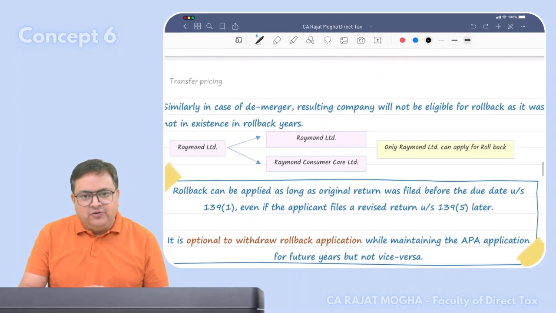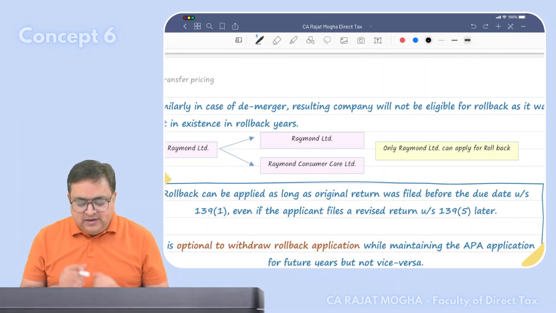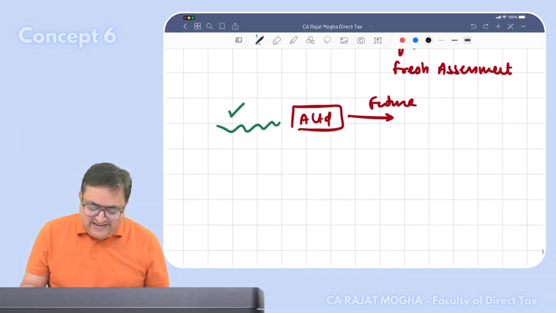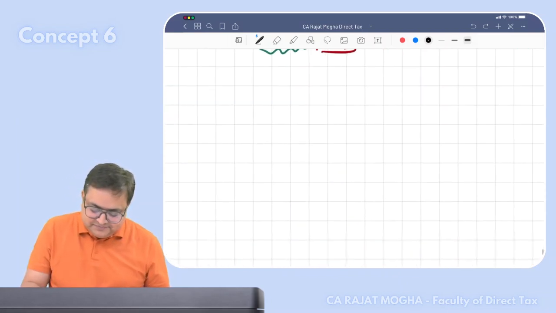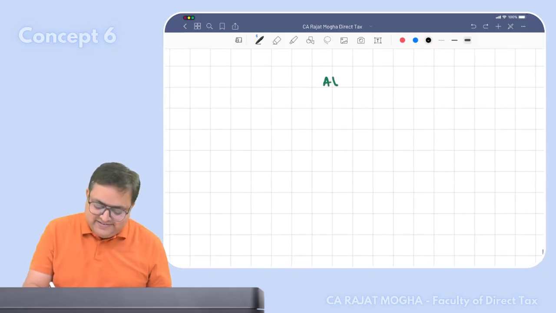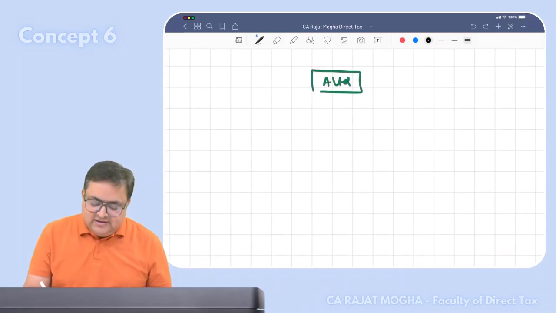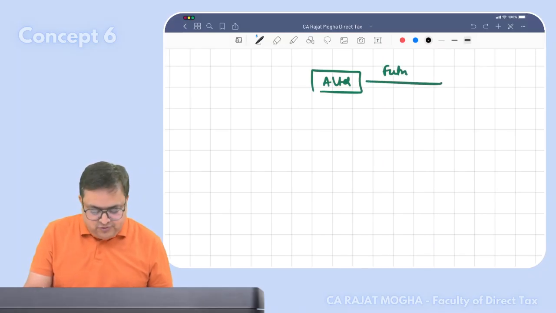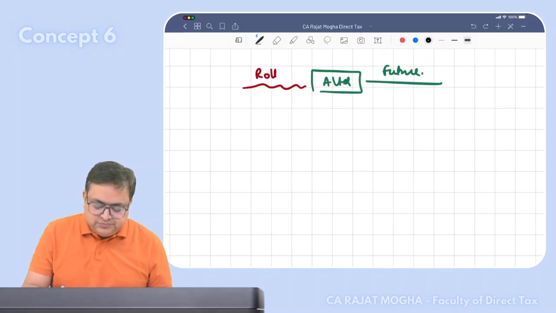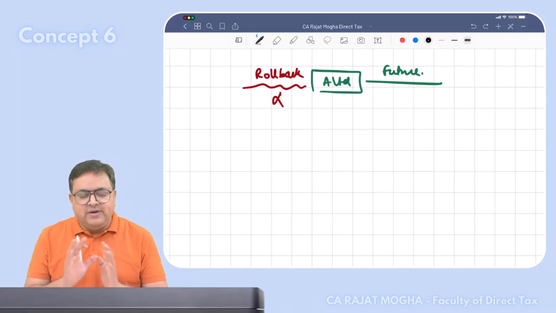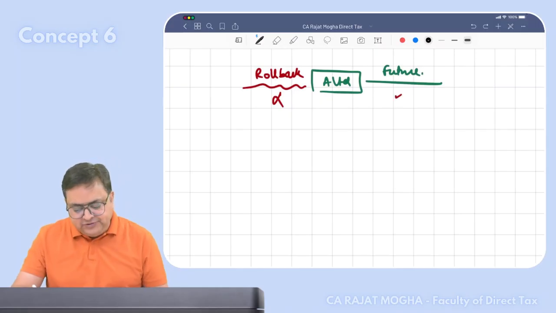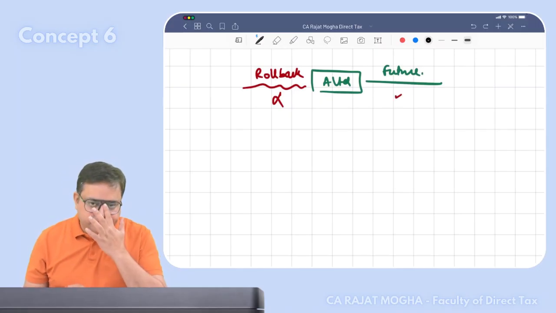Sir, can we withdraw the application? Yes, you can withdraw it. Okay. Let's say A Limited is telling us, sir, actually, I have applied for APA for future years. Sir, I have applied for rollback also. Can they withdraw for rollback? Yes, you can withdraw for rollback. No issues. You can withdraw for rollback future years. So it will be there.